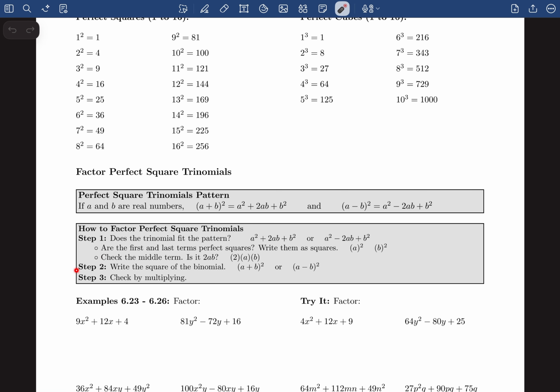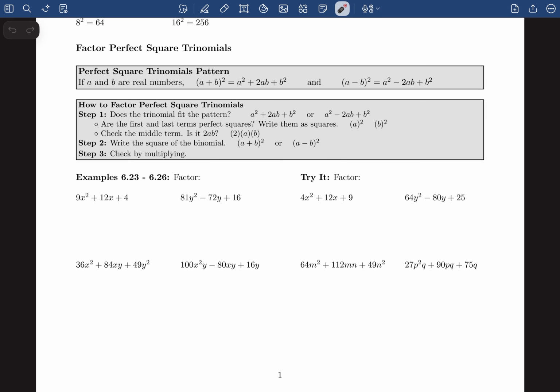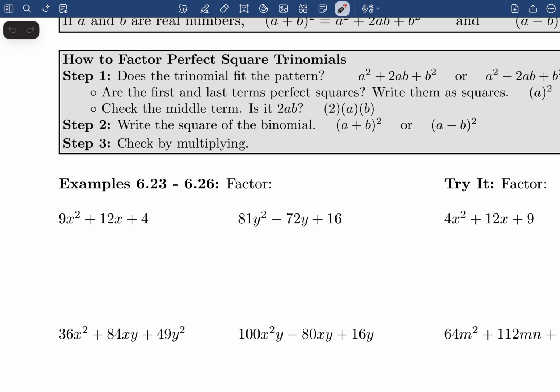And so we proceed to step 2, and we can write the square of the binomial. Okay, so we can write it like this for this pattern, or like this if it was like this pattern. And then we could always check to make sure that we have factored correctly by multiplying it out. So let's go ahead and jump into this. We're going to factor 4 trinomials using the perfect square trinomial factoring method.